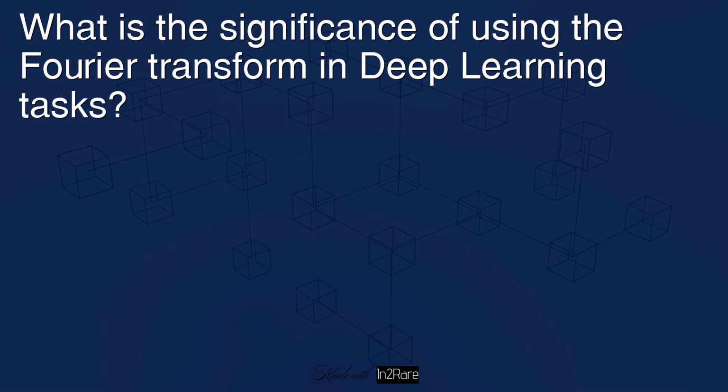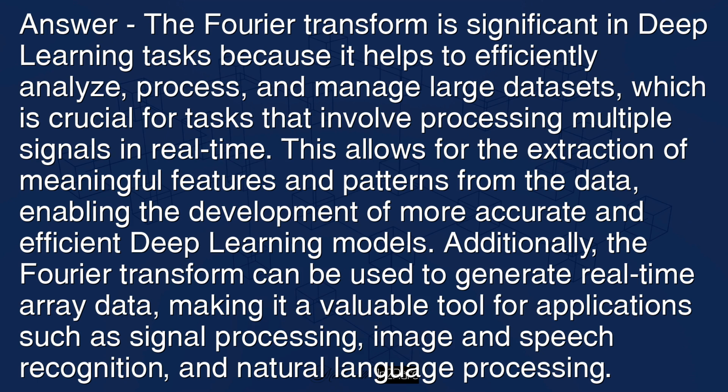What is the significance of using the Fourier transform in deep learning tasks? Answer: the Fourier transform is significant in deep learning tasks because it helps to efficiently analyze, process, and manage large datasets, which is crucial for tasks that involve processing multiple signals in real time.